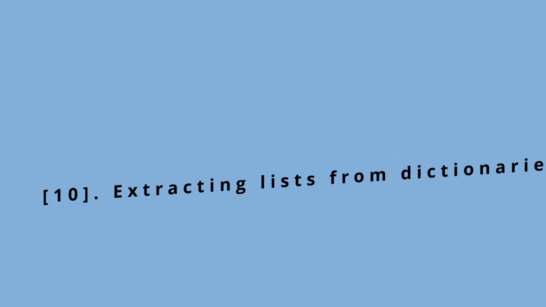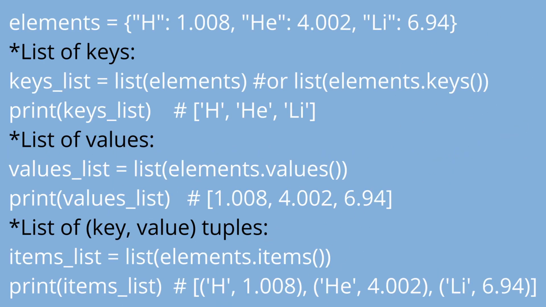Extracting lists from dictionaries. Again, using the elements dict. To get a list of keys, keys list equals list of elements, same as list of elements.keys. We get H, HE, LI. To get a list of values, values list equals list of elements.values. We get 1.008, 4.002, 6.94. Likewise, to get a list of key-value tuples, items list equals list of elements.items. This is handy when you want to pass data into other tools like NumPy or Pandas.